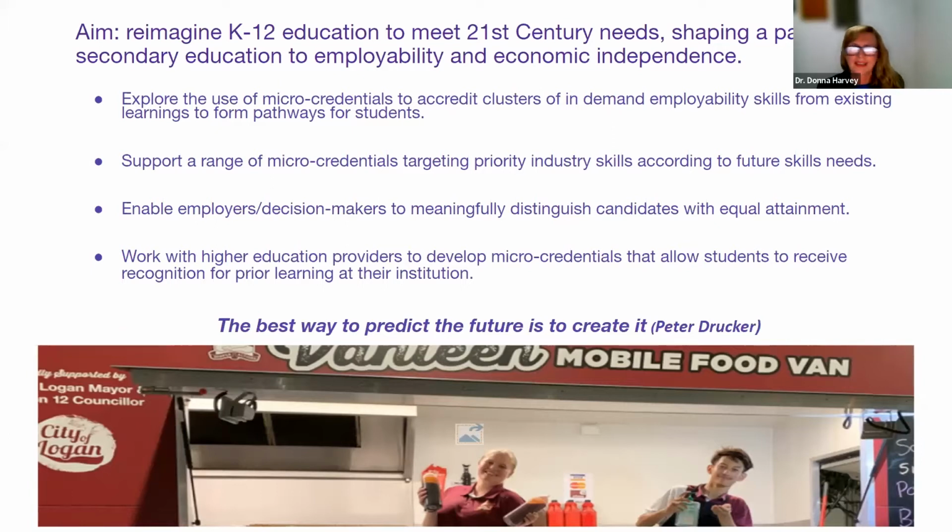Enable employers and decision makers to meaningfully distinguish candidates with equal attainment. If you have a cert in, let's say, logistics and warehousing, there's a great range between a student who just passes, it's pass or fail, and a student who is very high in terms of outcomes with that cert. So we want to make that obvious to our employers and decision makers.